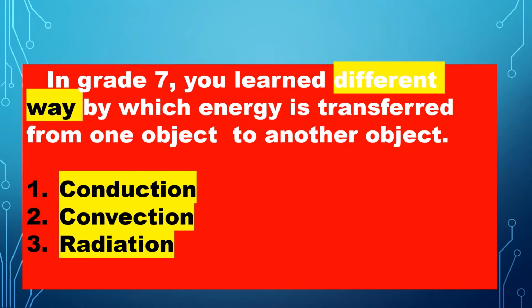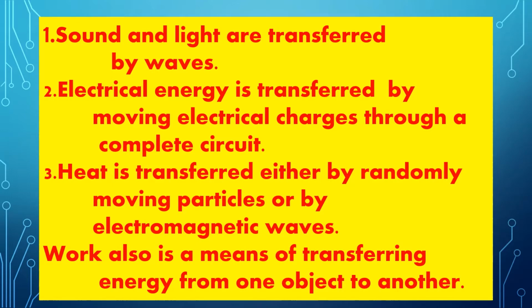In grade 7 also, you learn about the different ways by which energy is transferred. One of these is conduction, convection, and radiation. Sound and light energy are transferred by waves. Electrical energy is transferred by moving particles or charges through a complete circuit. Heat is transferred either by random moving particles or by electromagnetic waves. So therefore, we can say that work also is a means of transferring energy from one object to another.